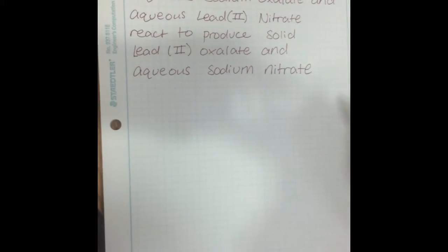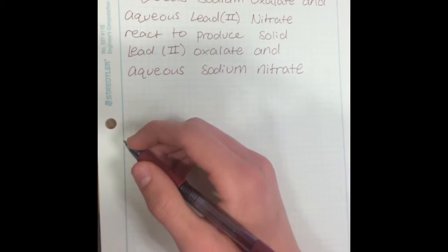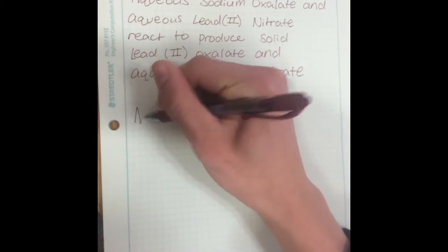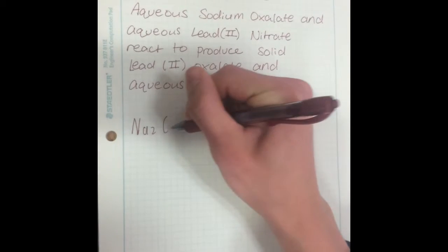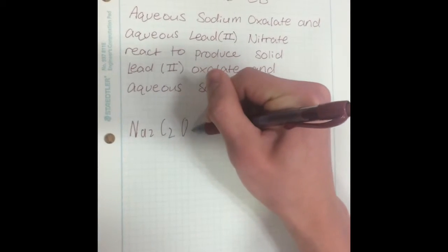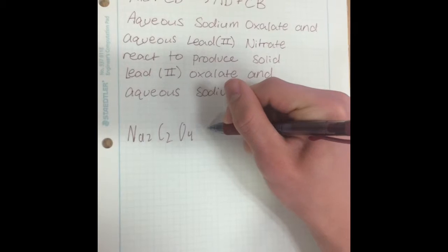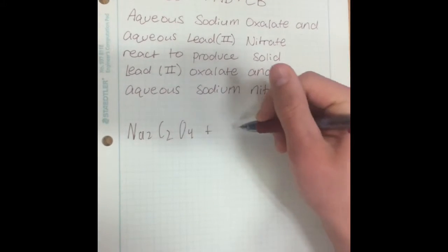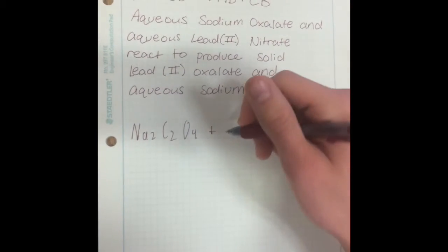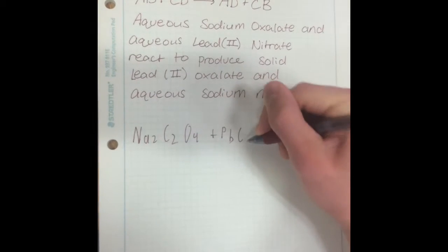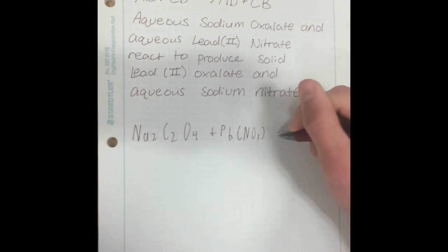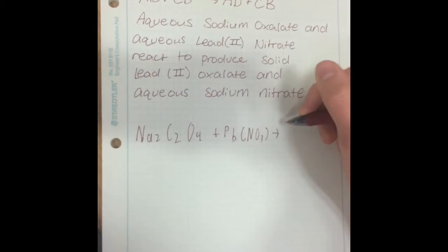So aqueous sodium oxalate, and the equation for that is Na2C2O4. That reacts with aqueous lead nitrate, which is Pb, and then in parentheses NO3, and it forms.